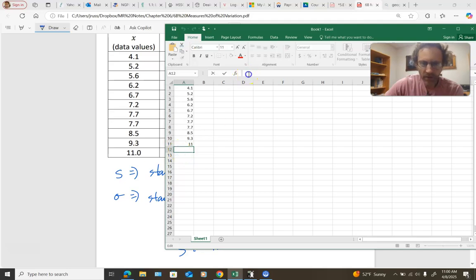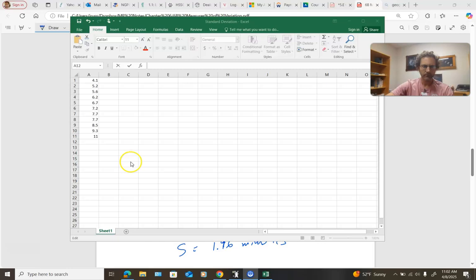Let me go back to home. Why is it not letting me input equals there? Okay, hold on just a minute, guys, till I get this figured out. Okay, I'm back. I think it was just an error. What I had to do is save this and just reopen Excel.